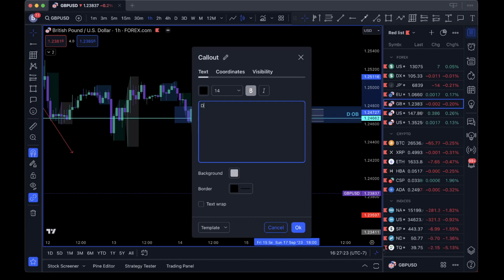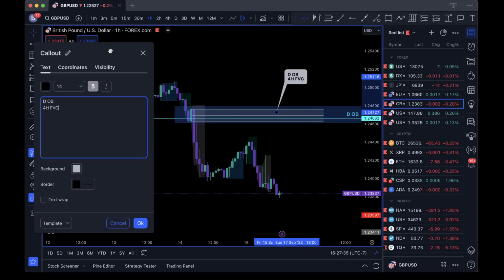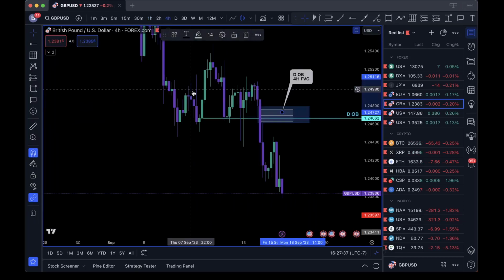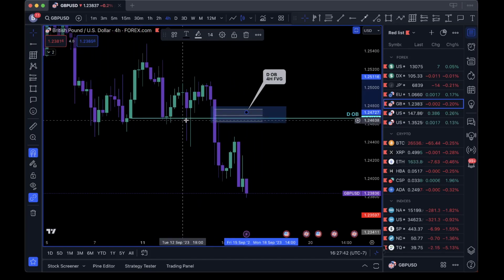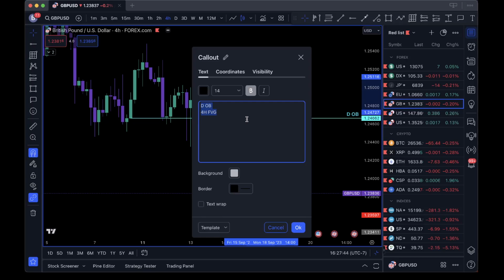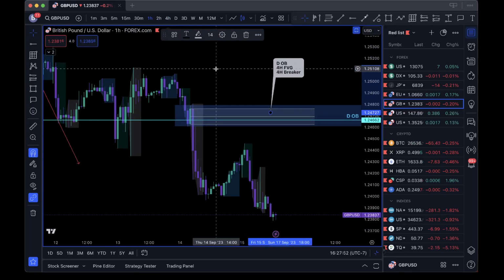We have a daily order block. We have a 4-hour FVG. What else do we have at the 4-hour level? We do have a breaker. It's not the most immediate thing, but we do have a 4-hour breaker. Okay, 4H breaker. Cool. Let's go down to that 1 hour.